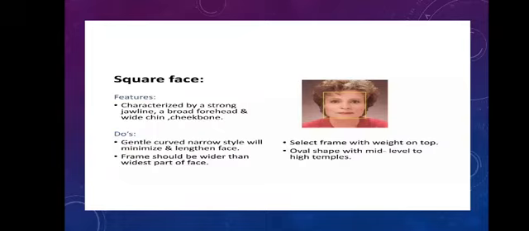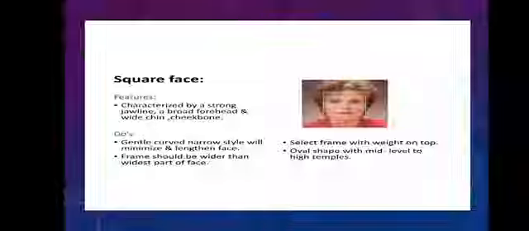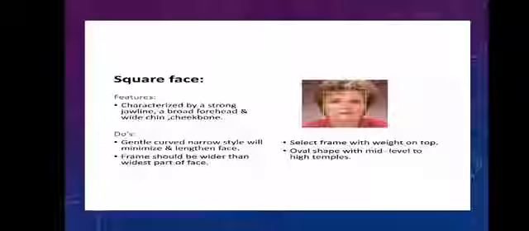Square face features are a strong jawline, a broad forehead, and wide chin and cheekbone. What we have to do is, a gently curved narrow style will minimize and lengthen the face. The frame should be wider than the widest part of the face. Select a frame with weight on top. Oval shape frames with mid-level to high temples are selected.